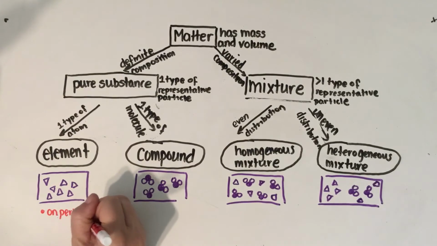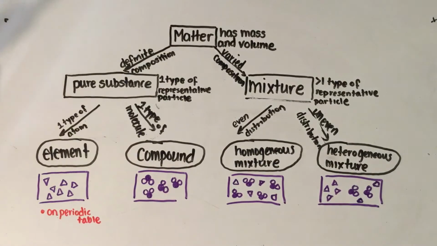So if you are told the identity of your sample, you can look on the periodic table and say, is that thing on the periodic table? If so, then it's an element. So that would be like oxygen. Oxygen is on the periodic table. Oxygen is an element. Or even carbon. Carbon is on the periodic table, so carbon is an element.